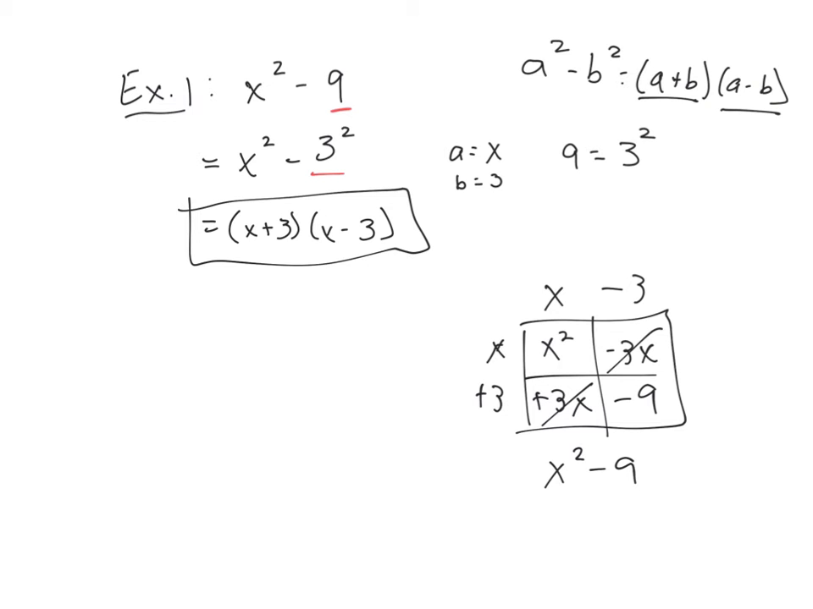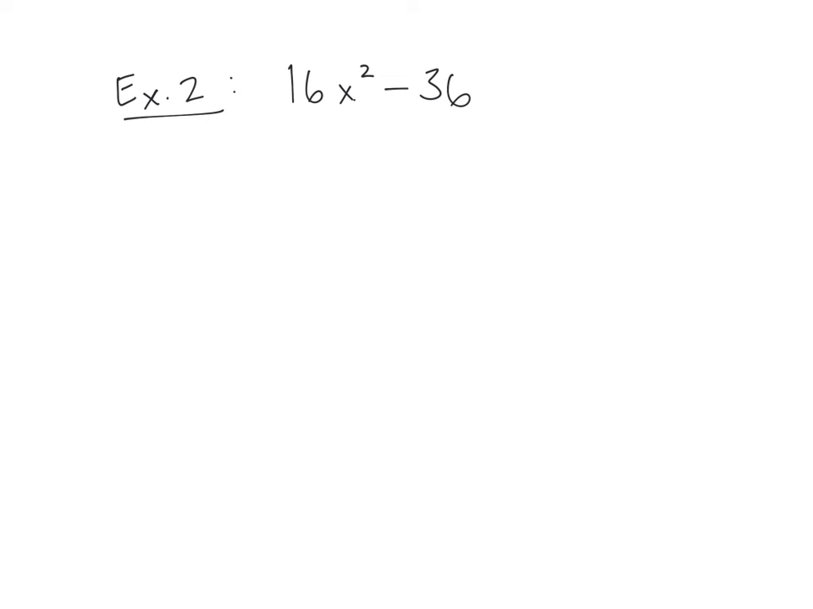All right, so we have to kind of know how to rewrite the b term as a b squared, and then just use our formula to write out that factored form.